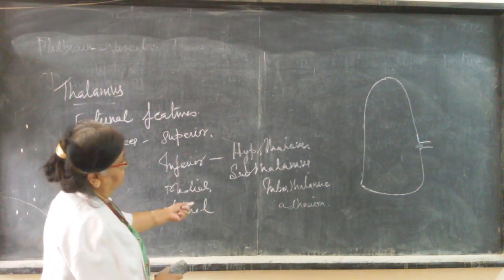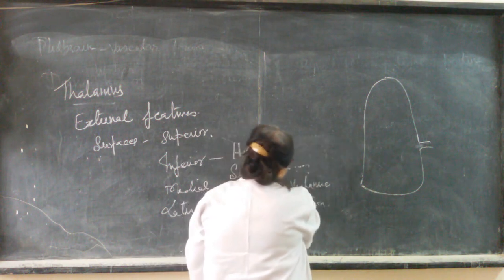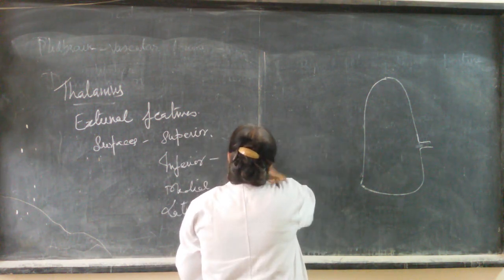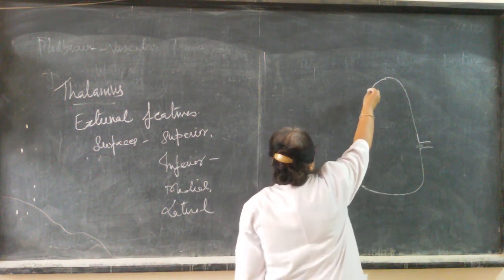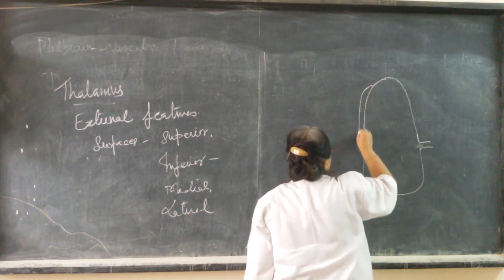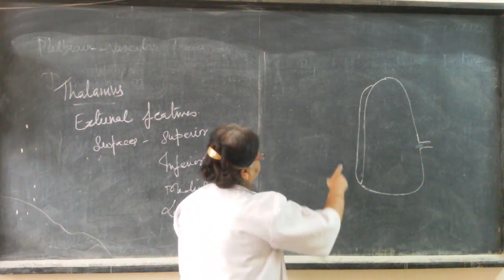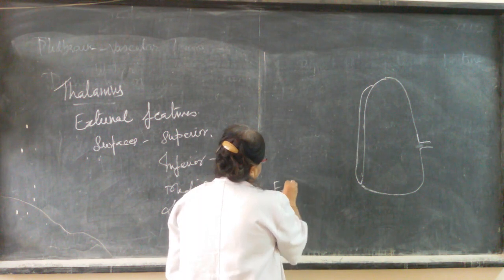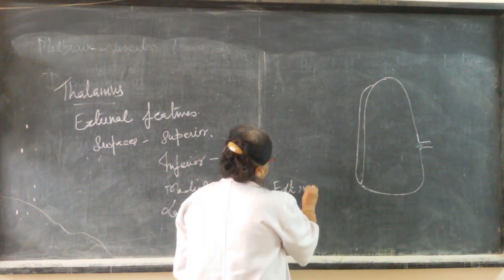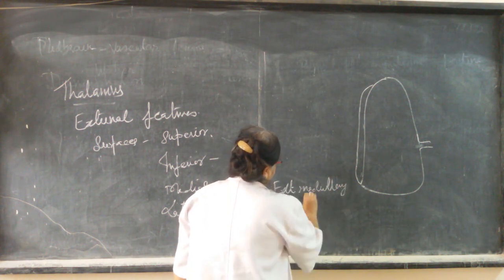The lateral surface. This is the lateral surface. The lateral surface is covered by a layer of white matter known as external medullary lamina. This is a layer of white matter known as external medullary lamina.